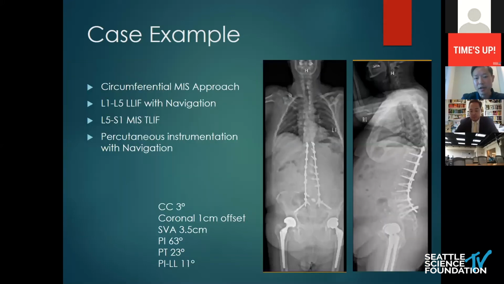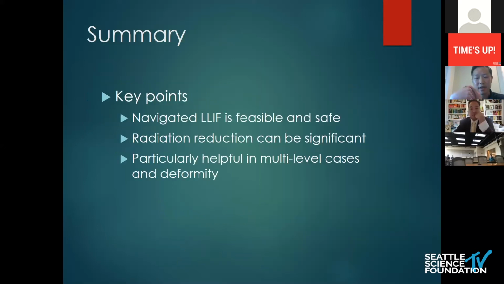So I treated this with navigated laterals, MIS TLIF, and perk screws. As you can see, navigation is very helpful for the lateral approach here, just because of the rotational aspects of it. So in summary, navigated lateral is feasible and safe. Radiation reduction can be significant, and is particularly helpful in multi-level cases and deformity. Thank you.